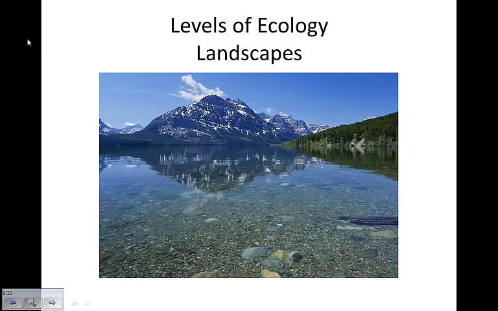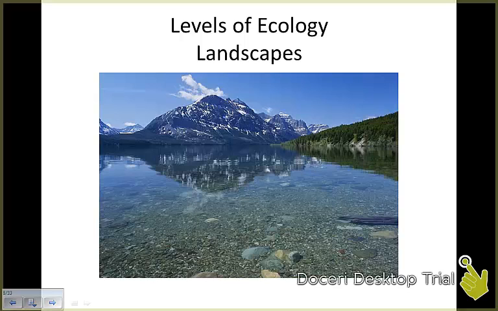Then we move to the landscape level. This looks at the arrangement of the ecosystems within a given area. So here you're looking at the mountainscapes and the seascapes. Here we have this comparison: we have the seascape, we have the mountains here.